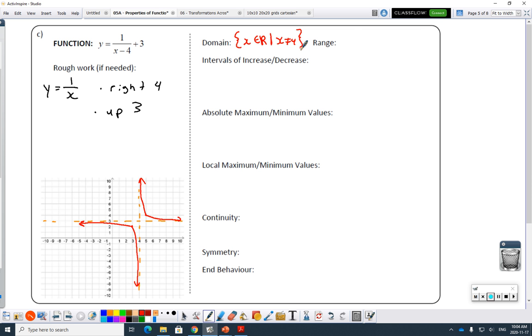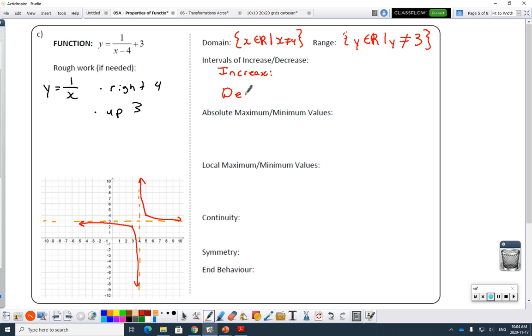Range. Strange range here. Y element of reals such that y can't equal, there's one y value that this thing can't equal: 3. So that's strange and different, and why this example is in here.